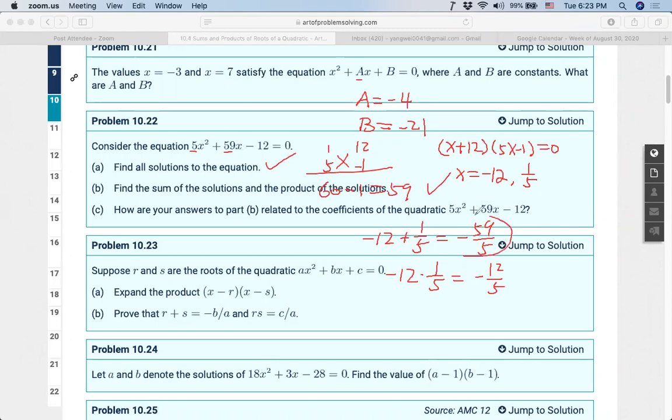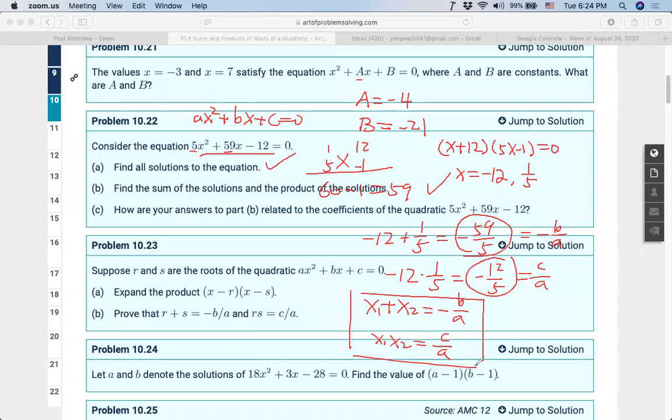See, this one is a sum of the two solutions. This one is a product of two solutions. Then they ask you how these two results relate to the coefficients of this equation. If we consider this quadratic equation in general form, ax squared plus bx plus c equals 0, you can say this one, -59/5, actually equals -b/a, right? This one equals c/a. So that means if you have two solutions, x1 plus x2 should equal -b/a. The product of these two solutions should equal c/a. This is exactly the formula we are looking for.